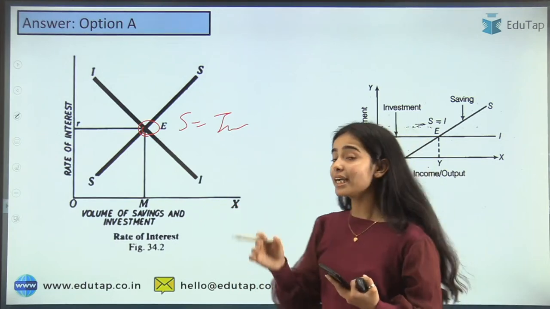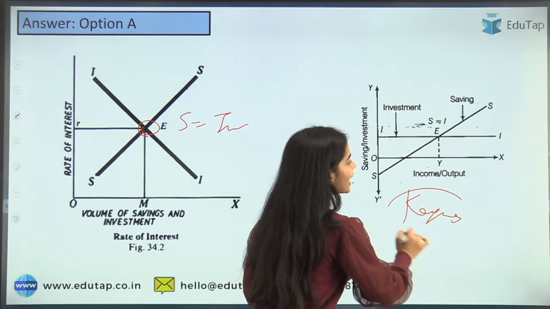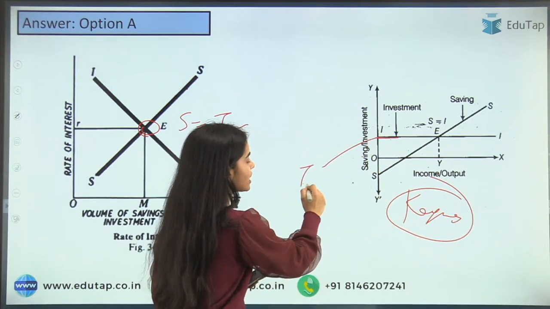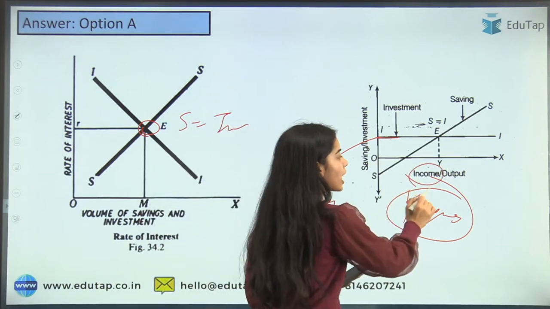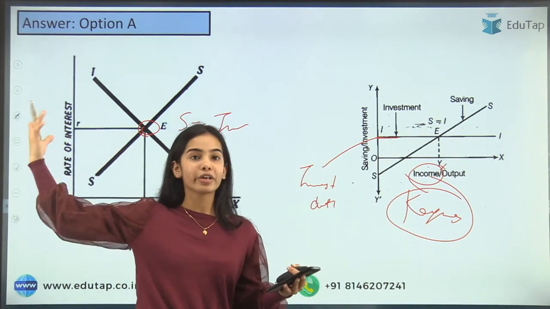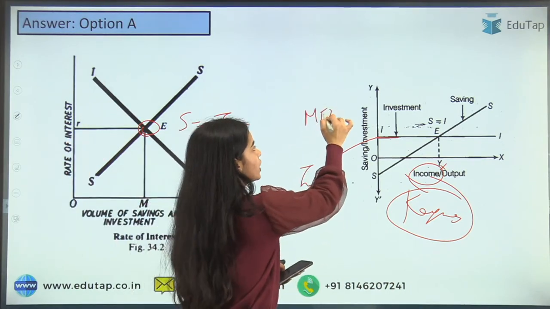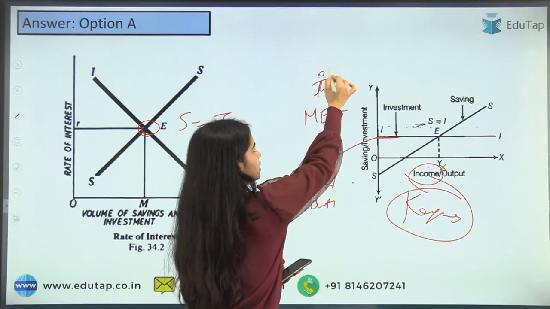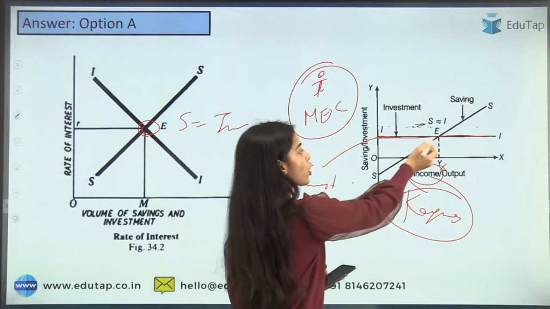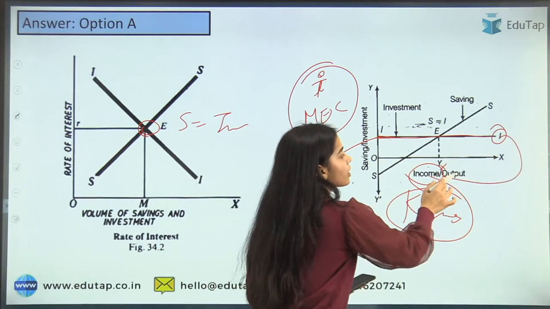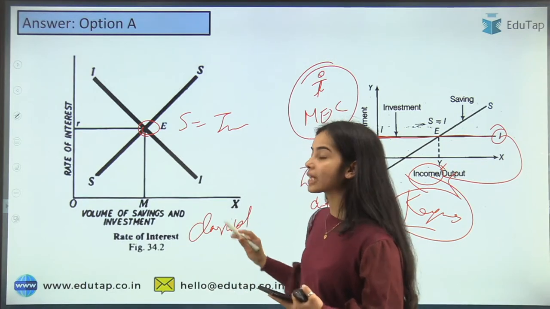Okay, and this is the Keynes one. Keynes believed that investment is autonomous. The investment is autonomous as it does not depend on the level of income; it depends on the interest rate and the level of marginal efficiency of capital. So that's why there is a horizontal investment line, because investment does not depend on income. So this is the Keynes one and this is the classical one. Here you can see both of them.